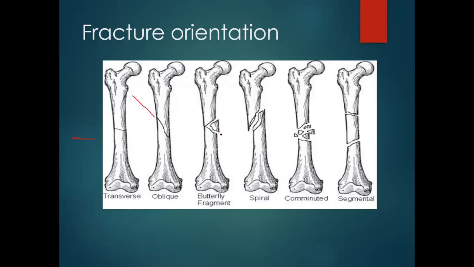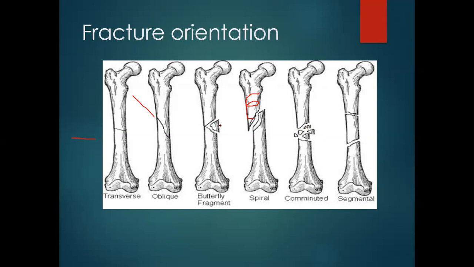You have an oblique fracture. This is a butterfly or a fragment fracture. So one piece is dislodged. A spiral fracture, so it's fracturing through the bone and around. A comminuted fracture, which means that there's more than one piece. And then a segmental fracture.